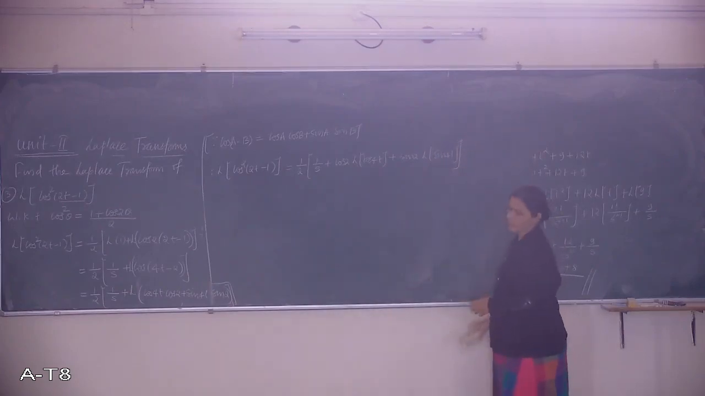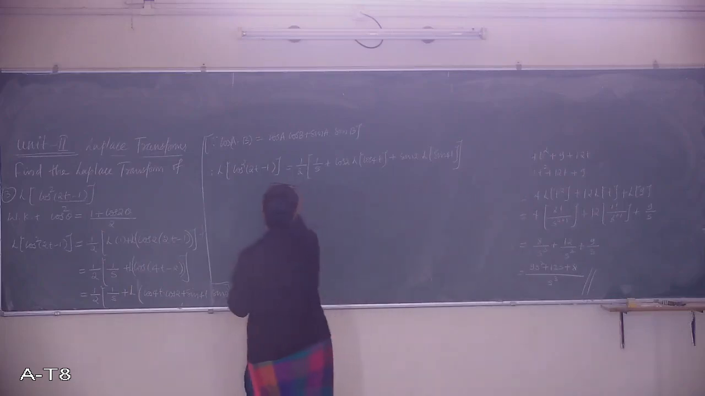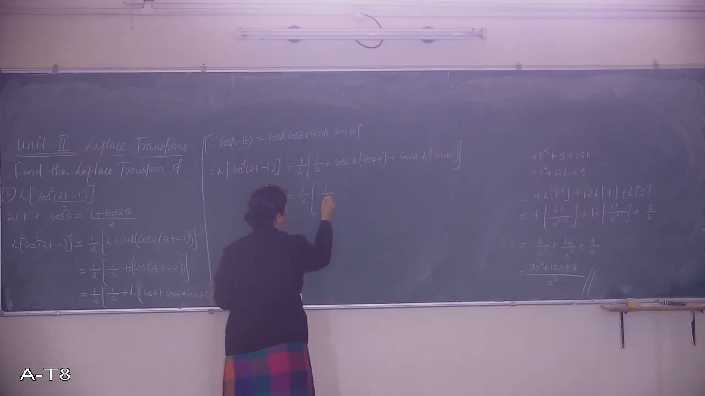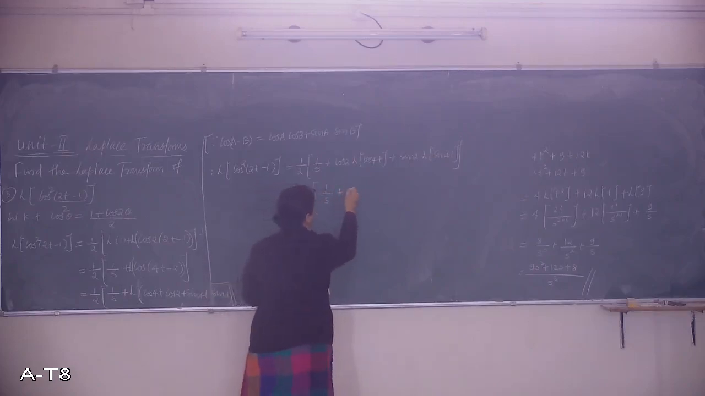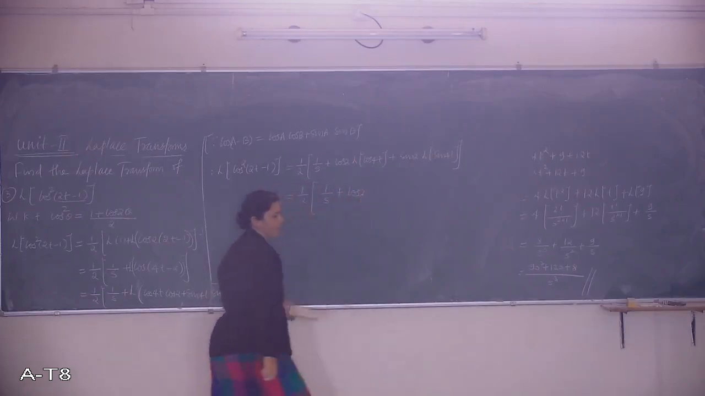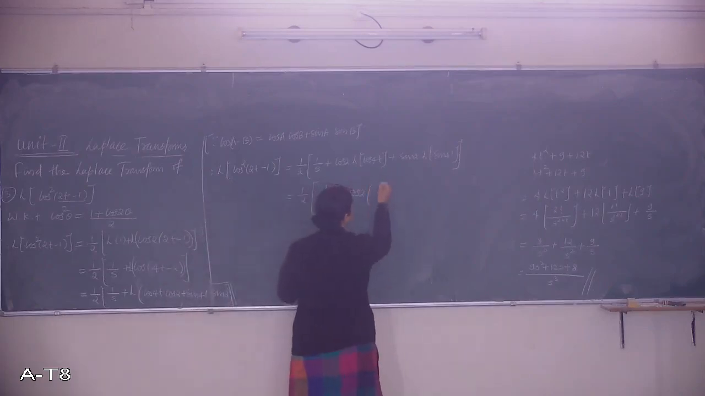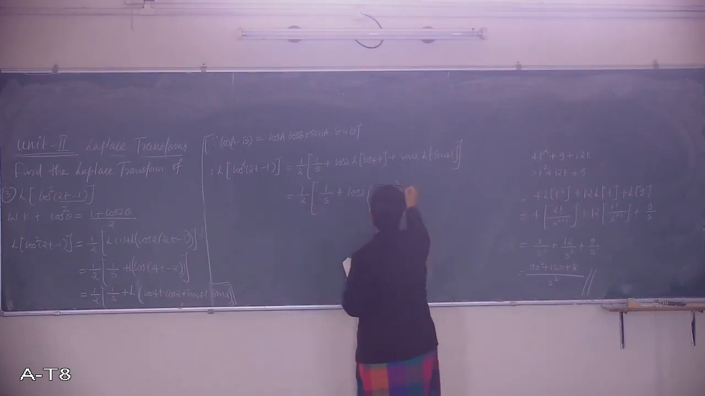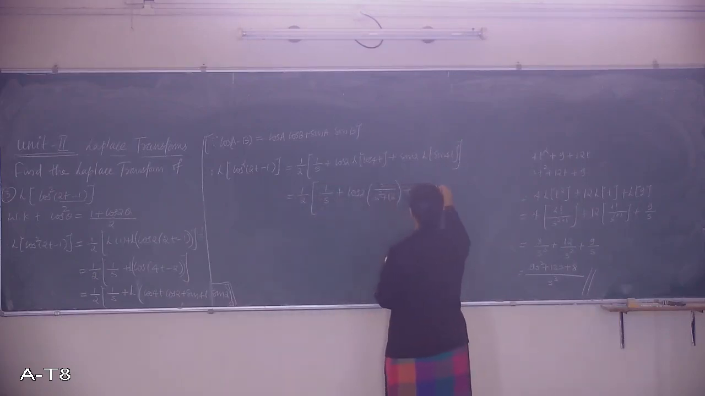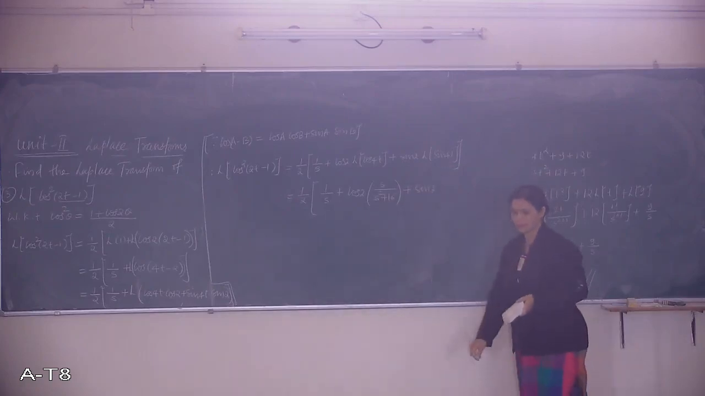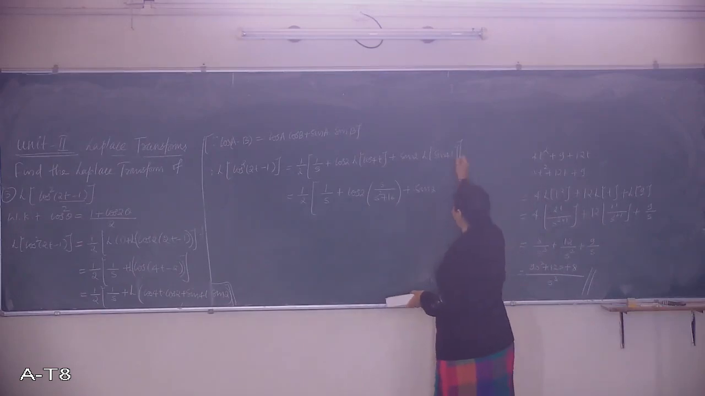That equals 1 by 2 inside the bracket: 1 upon s, plus cos 2, a constant, kept as it is, times the Laplace transform of cos 4t, which is s divided by s square plus 16. Similarly, sin 2 is a constant, kept as it is, and the Laplace transform of sin 4t is a upon s square plus a square, where a is 4, so 4 divided by s square plus 16.